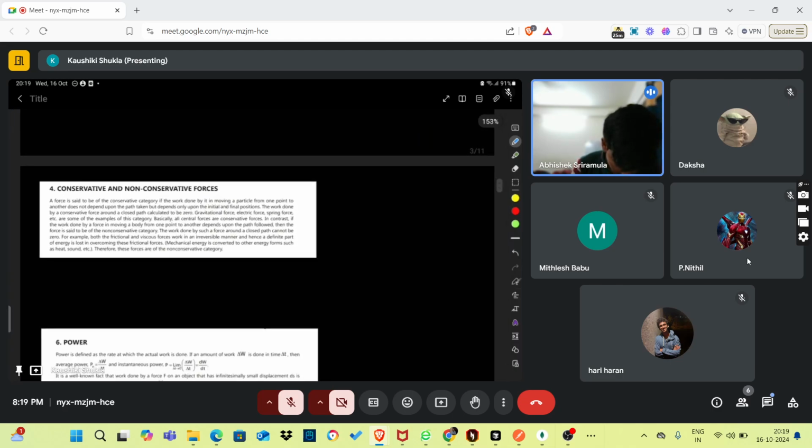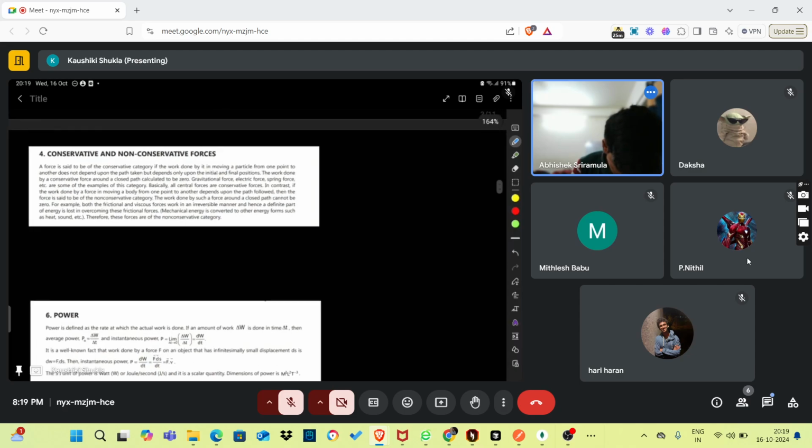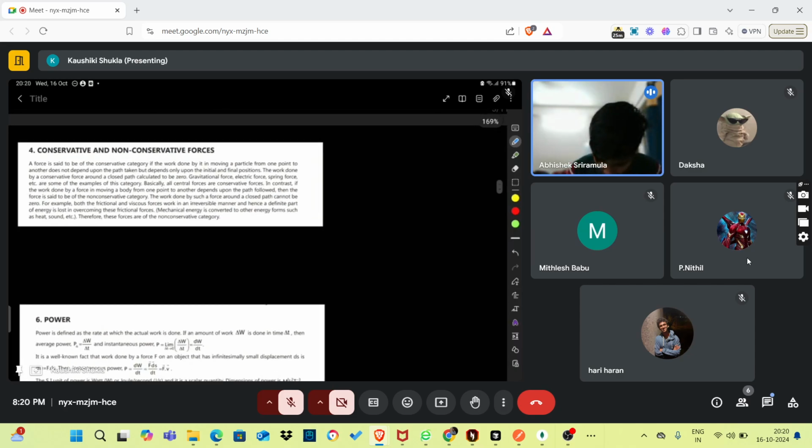Okay, so now we'll talk about conservative and non-conservative forces. You can read all this, but in layman language, let me tell you, conservative forces are those forces that do not depend upon the path. The best example that we generally take is the work done by gravitational force, or what we call potential energy.